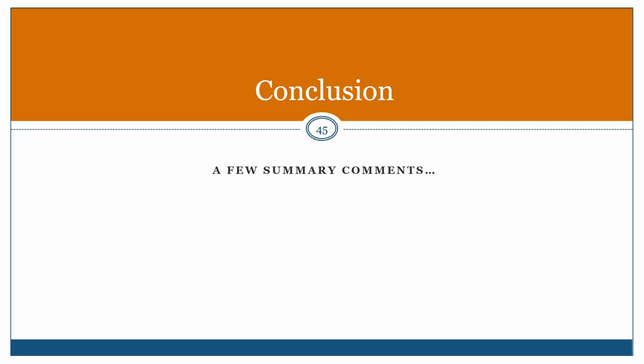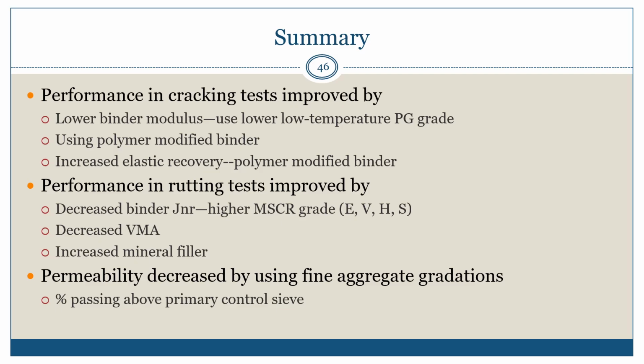Okay, time to wrap things up. I think maybe the most important thing you could take away from this webinar is that the best way to address problems with the results of cracking tests or rutting tests is to look at your binder properties. If you have a problem with your cracking test results, the first thing to look at is your binder modulus. You want to get a binder with a lower modulus.